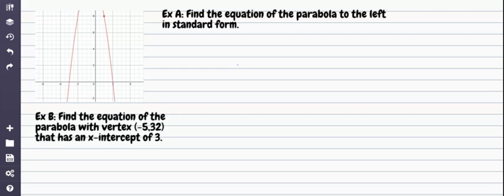This is finding the equation of a parabola given different information that we might have. So let's dive right in. Example A, find the equation of the parabola to the left in standard form. So we're given a graph and we are supposed to find the equation in standard form.